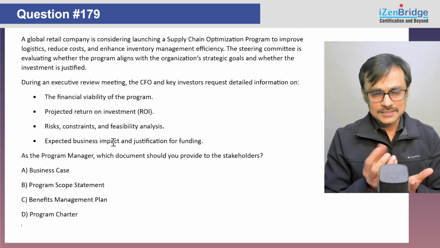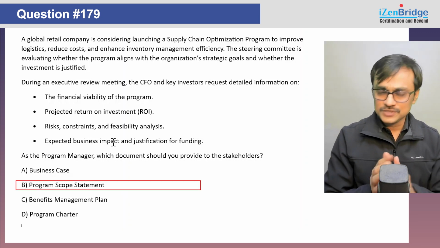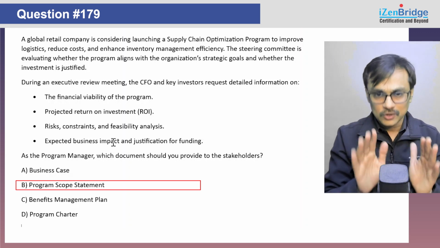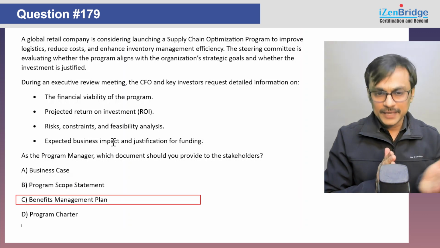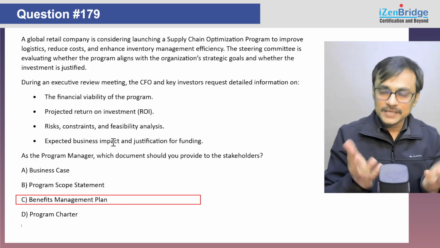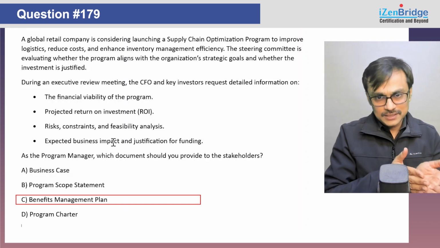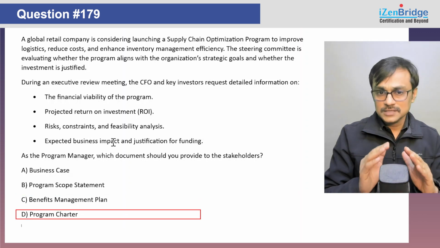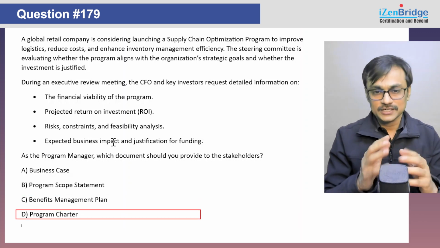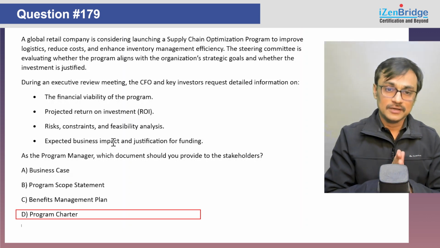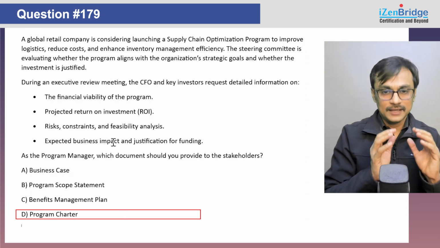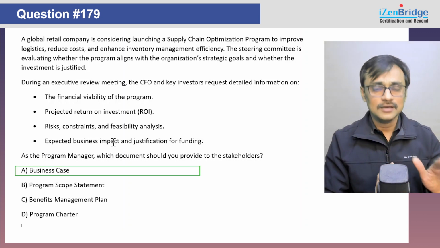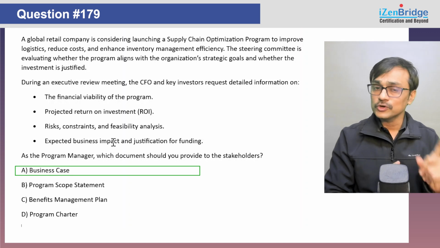Other options, for the sake of argument, we can look into. Program scope statement is not yet there, because the question is focusing on considering. It is not yet launched. Benefits management plan is not the place right now. Once we start planning, then we'll talk about how we are going to track and manage benefits. Program charter seems to be the output of this particular activity. We are not having that much readiness right now. So we are focusing on getting detailed information, which is definitely coming out of business case. So easy answer. If difficult, required more preparation.